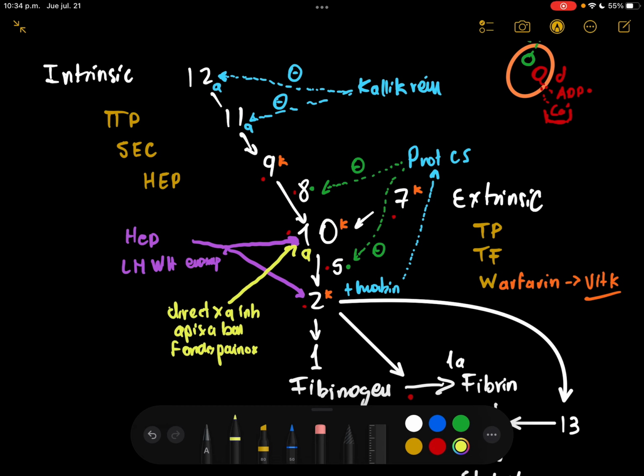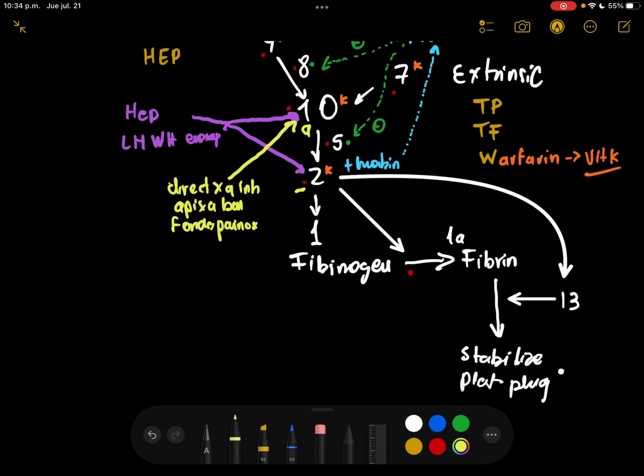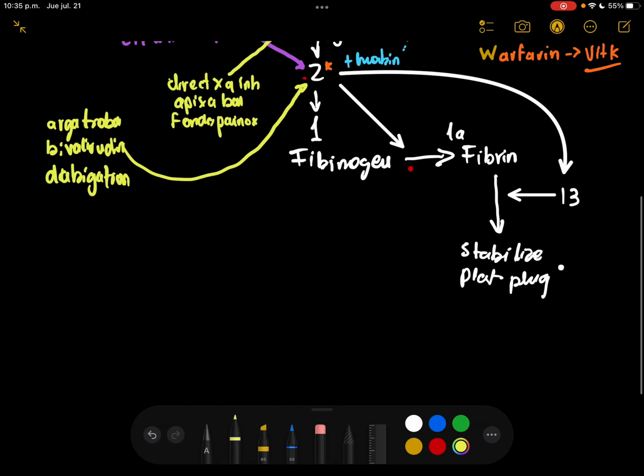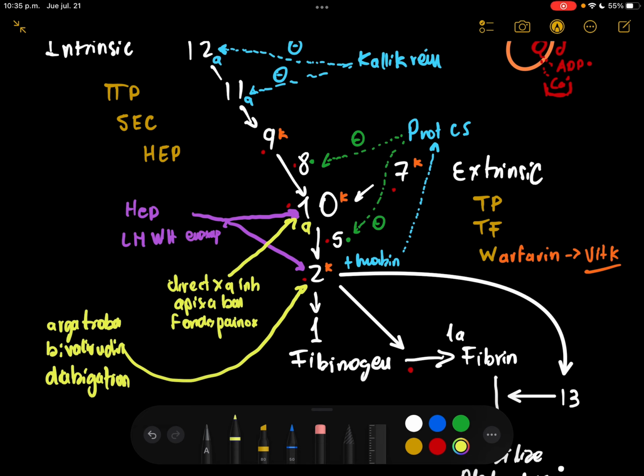And there are others that act only at the level of factor 2. That's going to be argatroban and bivalirudin. Also, dabigatran. Okay. All these drugs are going to block this pathway.